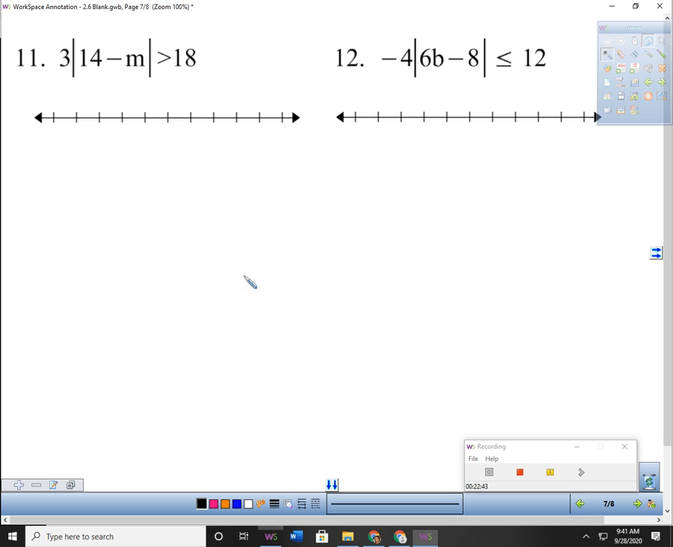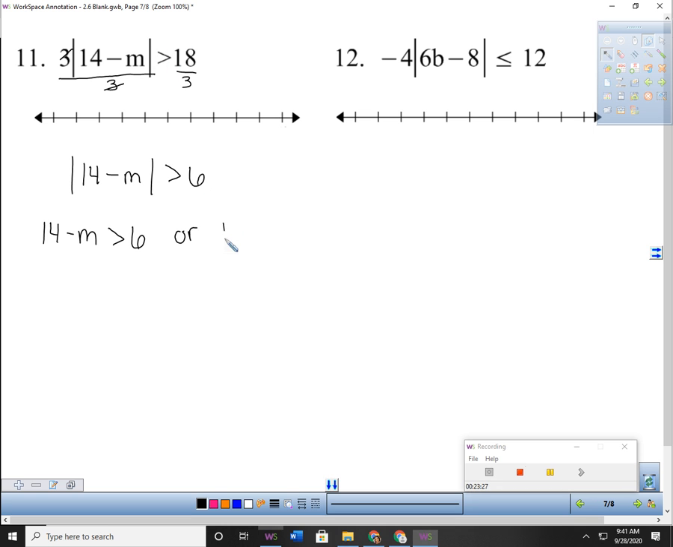Alright, so if I look at number 11, I'm multiplying by 3, that's all I'm doing. So to get rid of that, I'm going to divide by 3. So the absolute value of 14 minus m is greater than 6. I've got a positive number here. I'm all alone over here with my absolute value, so I'm going to set up my two problems. I've got the 14 minus m is greater than 6. Is this an and or an or? Or, because I have the greater than, right?